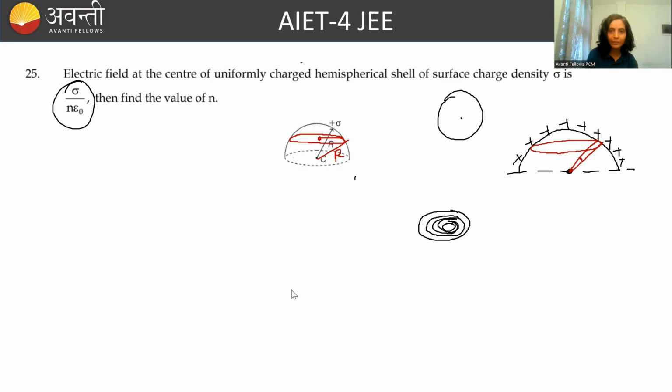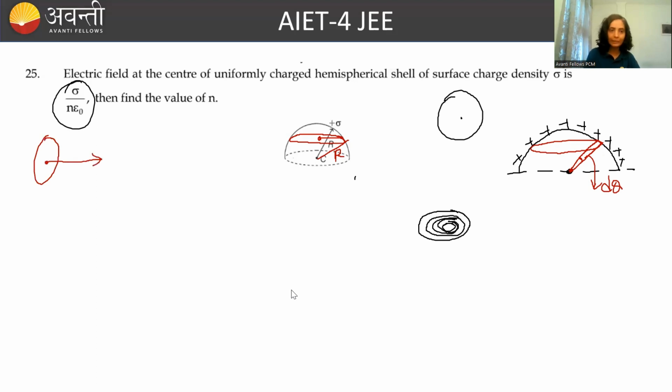ठीक है. ये देखो इस रिंग का certain width होगा, क्योंकि this hemisphere has a certain surface area, so it has some width, right? So this width of ring is contained in angle how much? d theta.